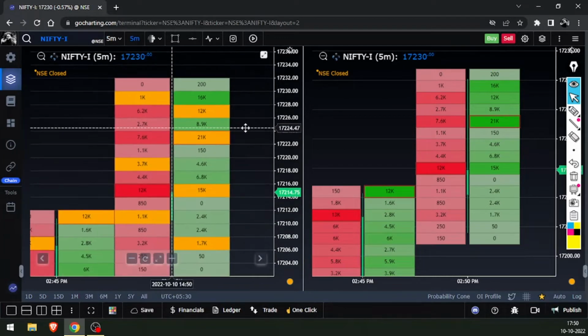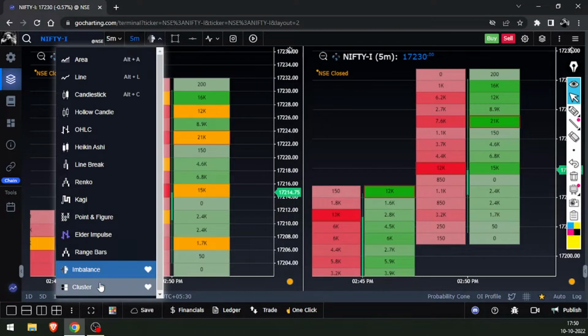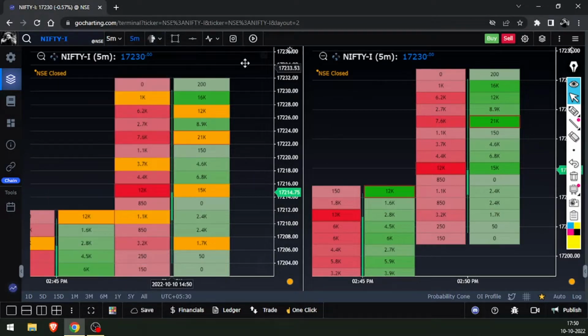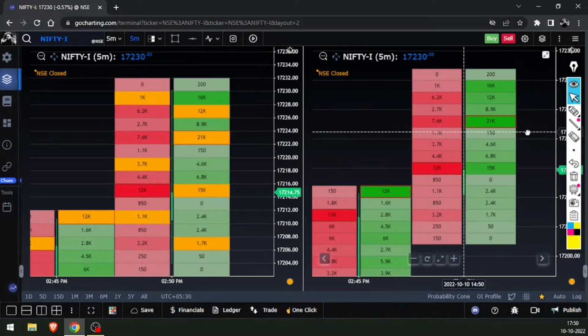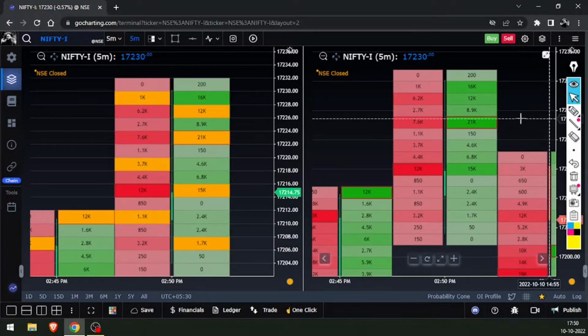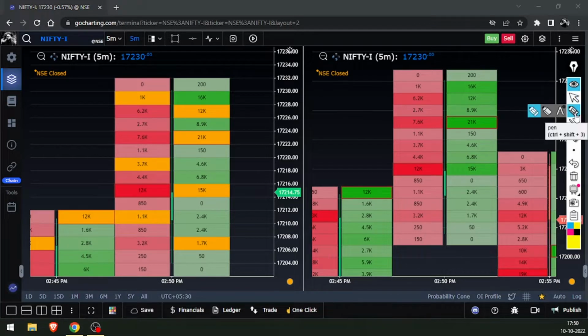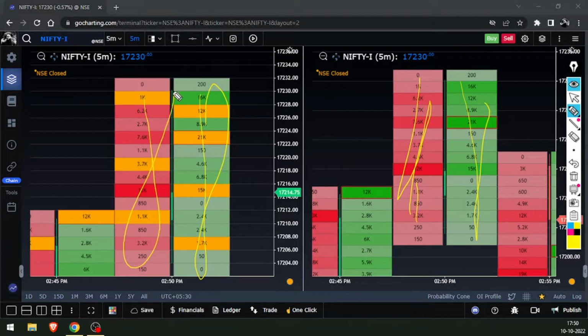Right now GoCharting offers two of the most powerful candlestick patterns, which are imbalance and cluster. On this screen, on the left side you see the imbalance, and on the right side you see the normal cluster chart, which some people also call a footprint chart. On this chart, the left side of the candle denotes the seller's volume, and the right side is the buyer's volume, which is completely similar to the imbalance chart also.